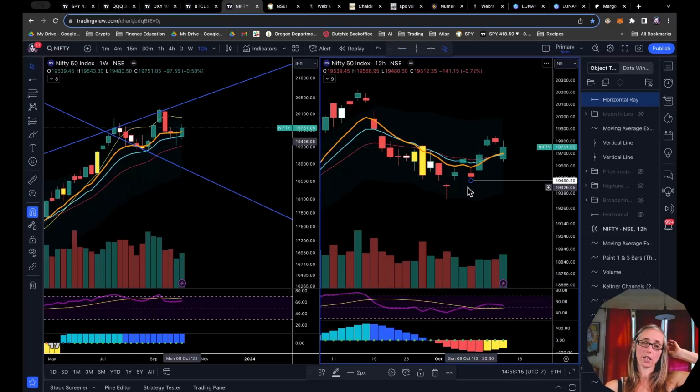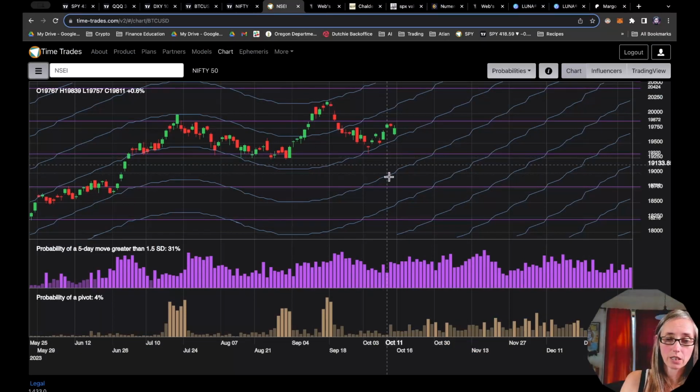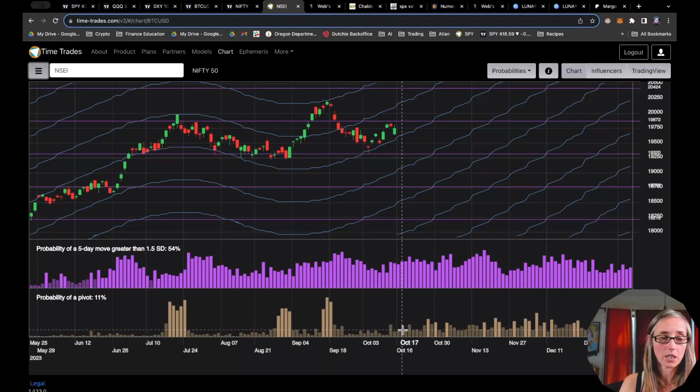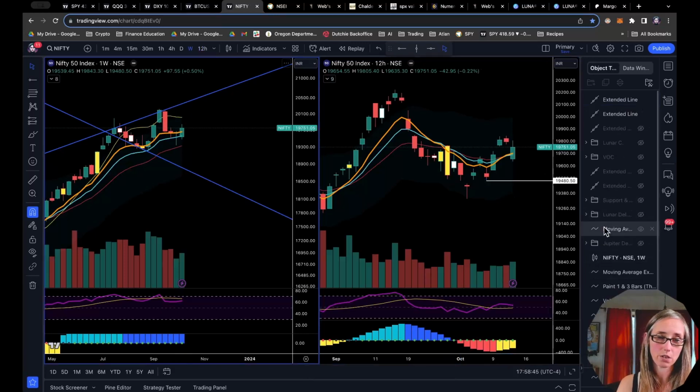19,480. I do, however, think that the trajectory for the Nifty will be up at least this week, because if we go over here to the time trade software, you can see that there's really not a high probability of a higher time frame pivot. We do have the lunar speed minimum to be aware of on Thursday. And then we have the high volatility period incoming on Monday and Tuesday. That's going to affect all the markets. So yeah, let's keep our eyes on Nifty and see what it does.